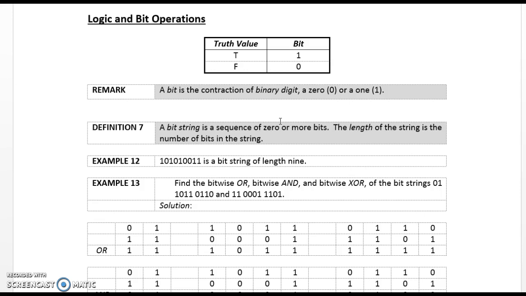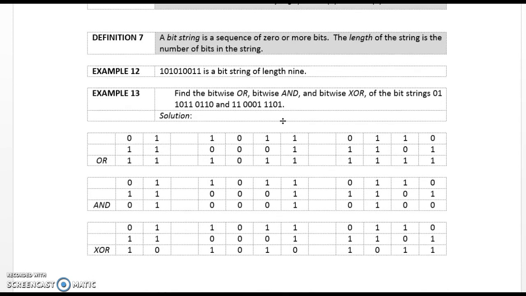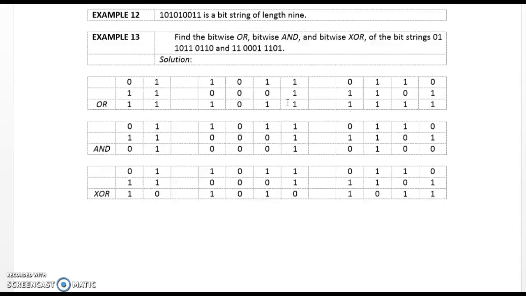Recall that we had our truth table of true and false, which corresponds to 1 and 0, as we did before, and a bit is a contraction of the binary digits 0 or 1. A bit string is a sequence of 0 or more bits. The length of the string is the number of bits in the string. And we can see the examples of bitwise OR and XOR in our diagram shown.